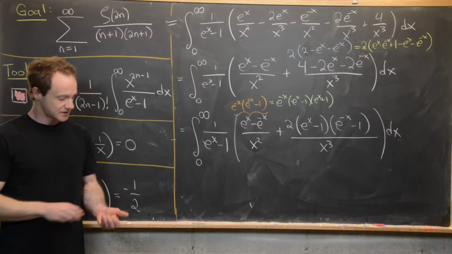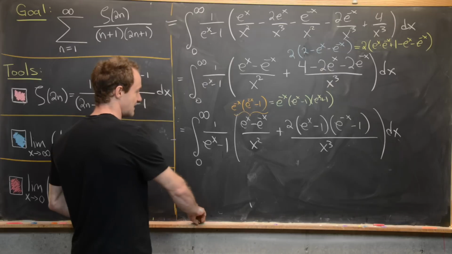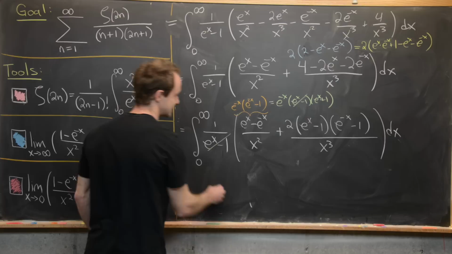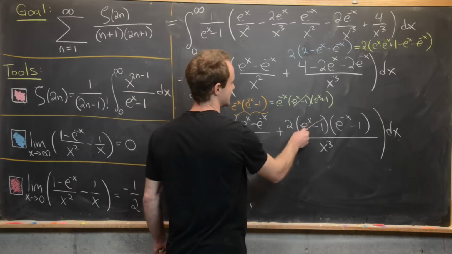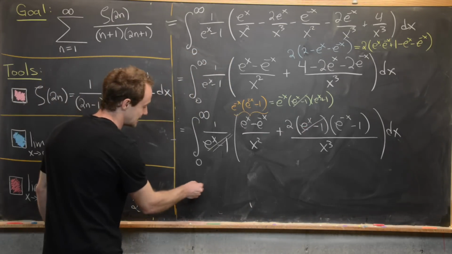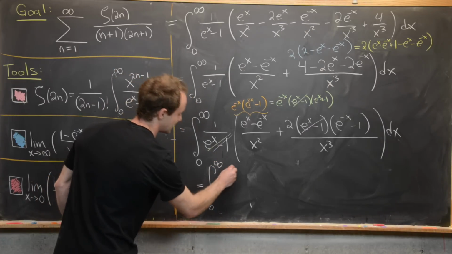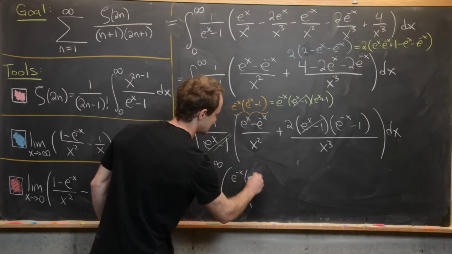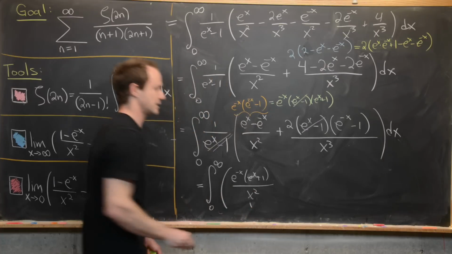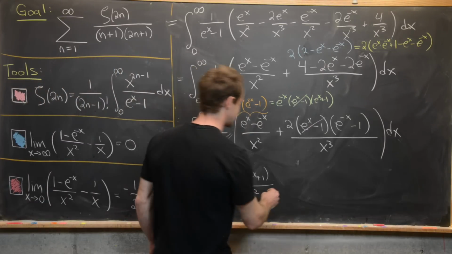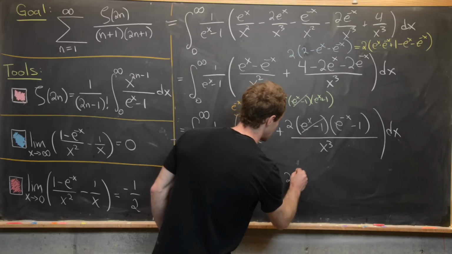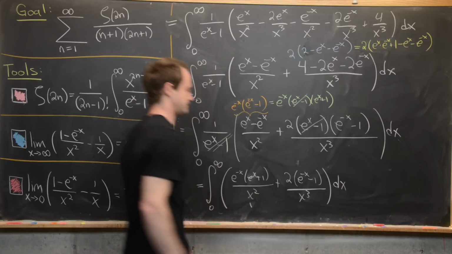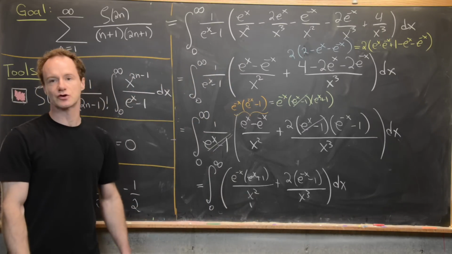Great. So now let's see what cancels. So notice in this first term, this e to the x minus 1 cancels with this e to the x minus 1. And in the second term, this e to the x minus 1 cancels with this e to the x minus 1. And so that leaves us with the integral from 0 to infinity of, all we're left with in this first term is e to the minus x times e to the x plus 1 all over x squared. Good. And then what we're left with in the second term is plus 2 times e to the minus x minus 1 all over x cubed dx.